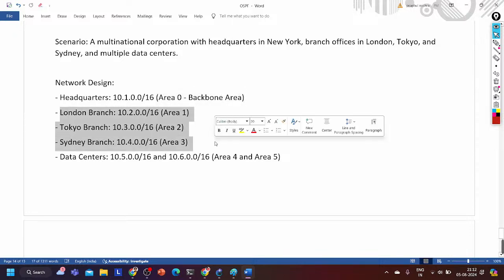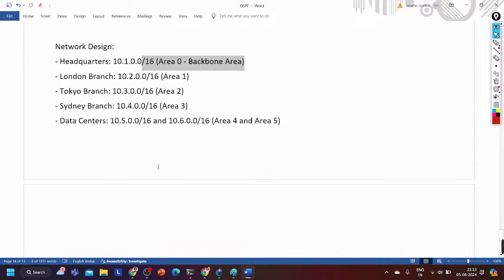Actually, we have two types of area in OSPF. We have again several types of area, but first we categorize area into two parts. One is backbone and the other is internal. Backbone means area 0, and internal area means any area except area 0, like area 1, area 2, area 3, area 100, area 500. These are internal areas, regular areas you can say. So the backbone area is area 0, right?